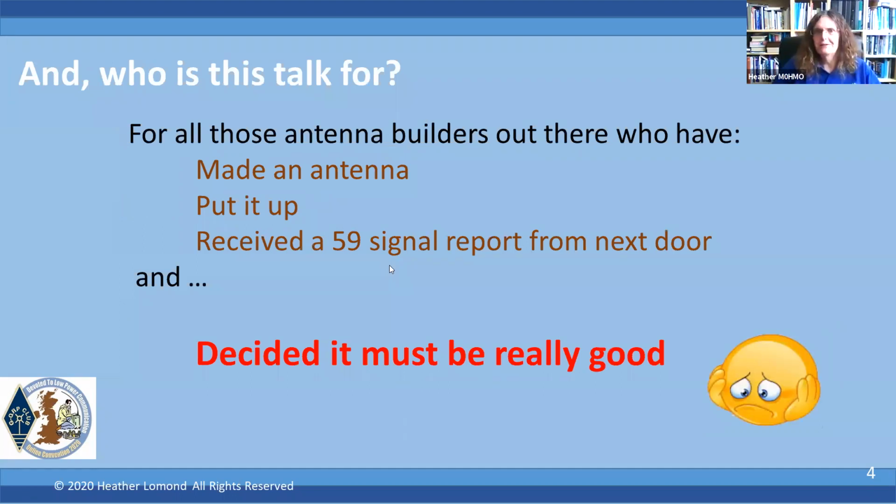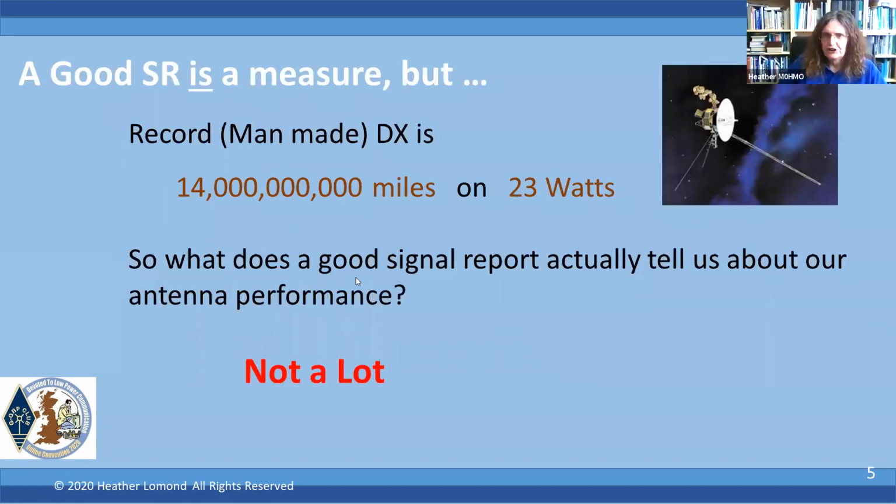So what do we want to do? Well, we've all been there. We've built an antenna, we've got a 5 and 9 signal report, and we thought we must have done really well. Well, yeah, but I want to put some science behind that statement. What does a signal report tell us? Well, not a great deal. 14 billion mile DX on 23 watts probably tells you that you can pretty much get a radio signal out of a bit of string.